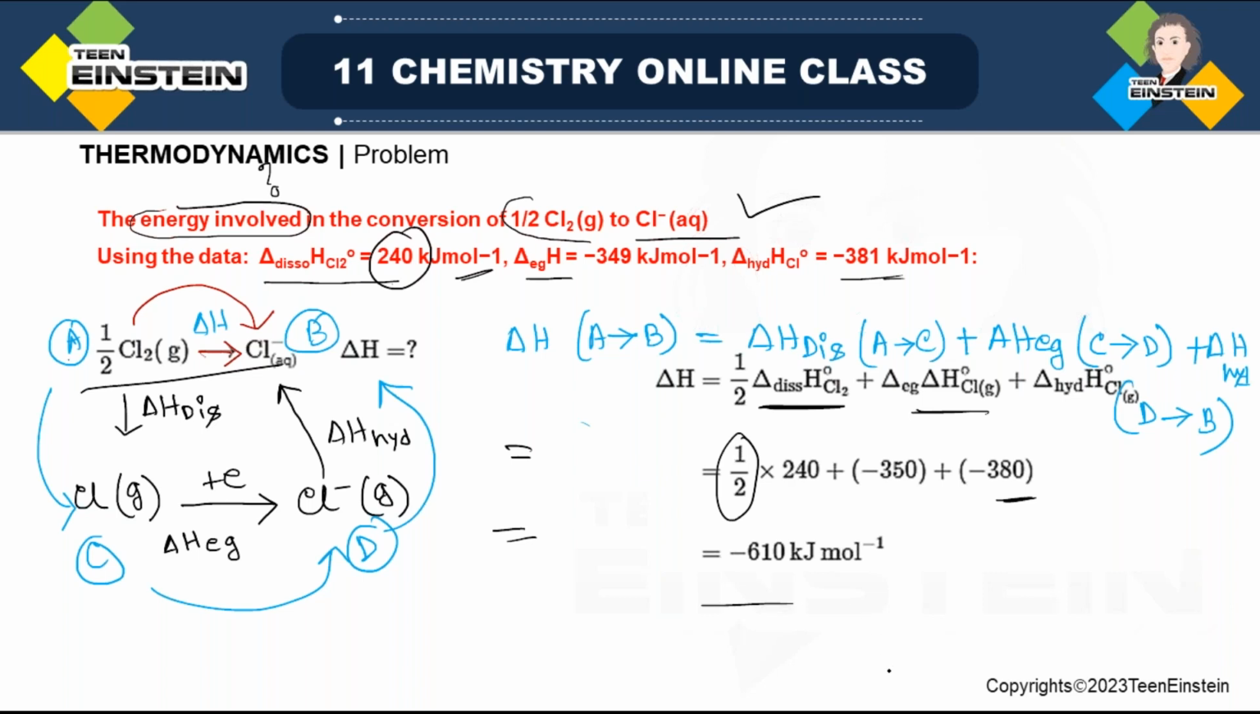And ultimately we are getting 610 kilojoule per mole. Okay, so this will be the final answer. So this is the enthalpy change for this process when we are moving from state A to B.